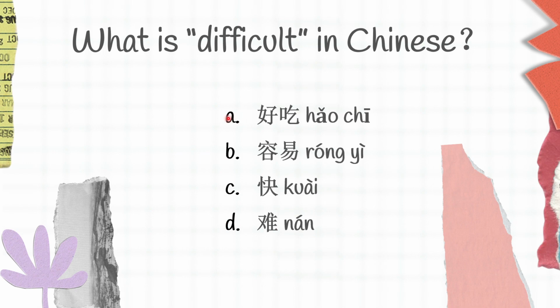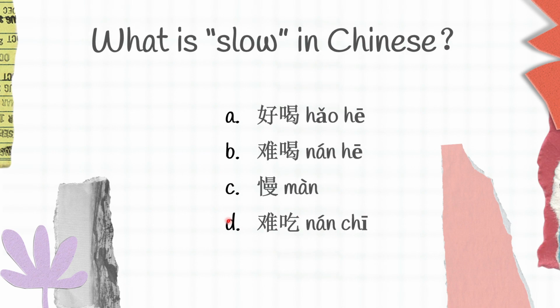So 好吃 is delicious for food, 容易 is easy, 快 is fast, and 难 is difficult. So difficult in Chinese is D, 难. Moving on to the next question. What is slow in Chinese?